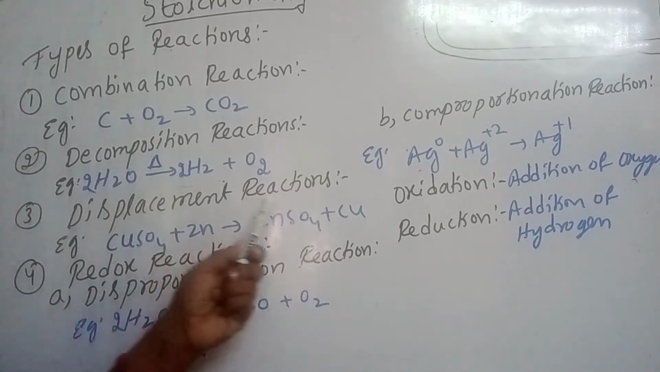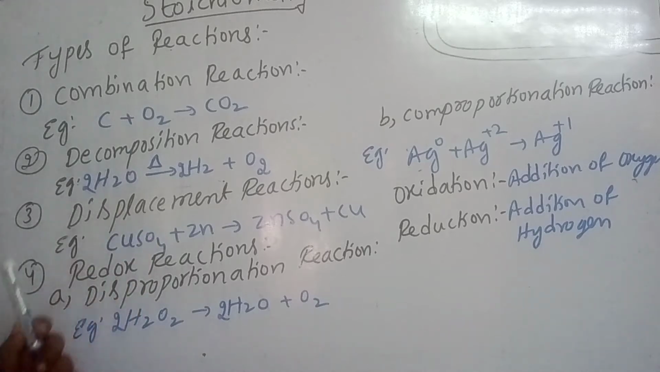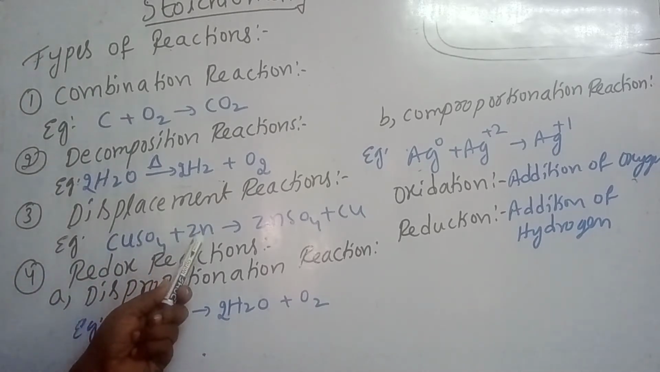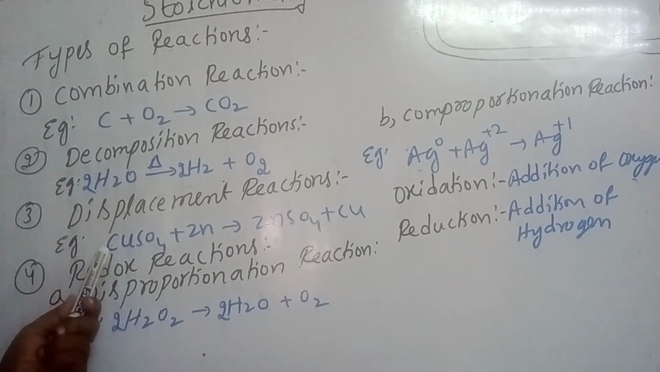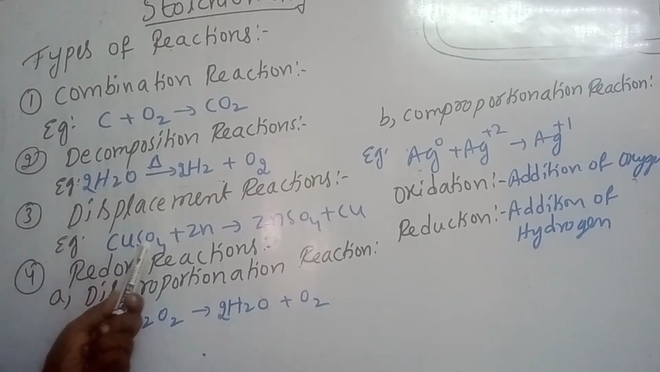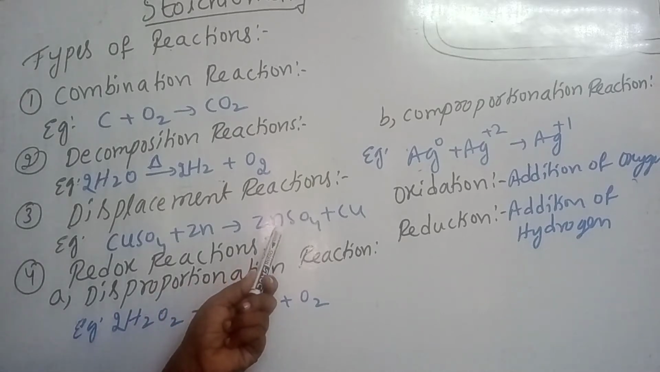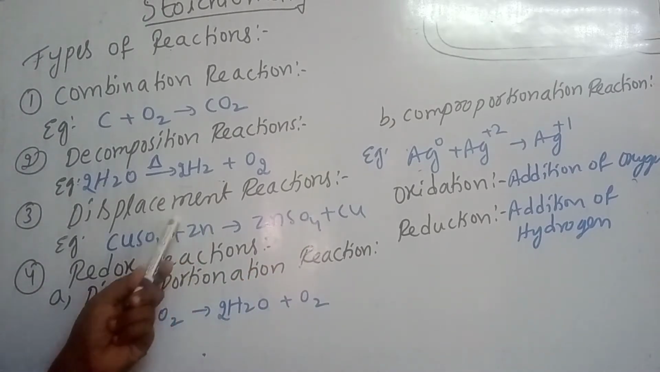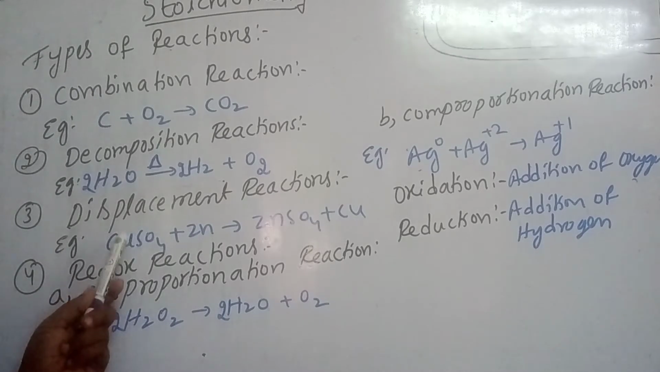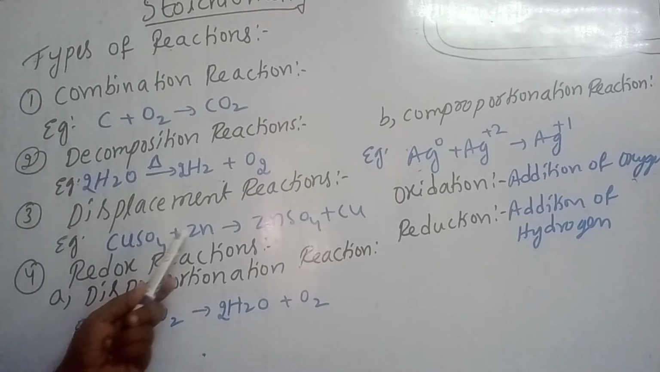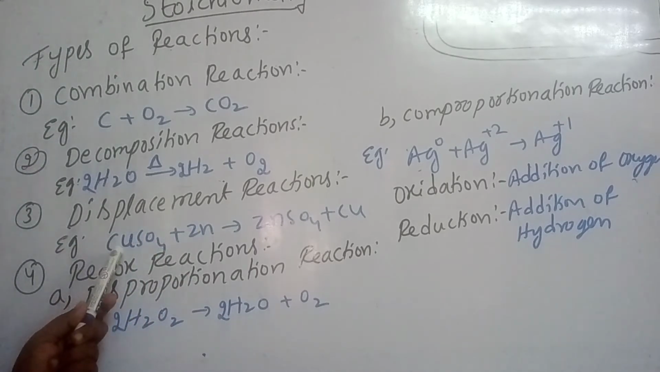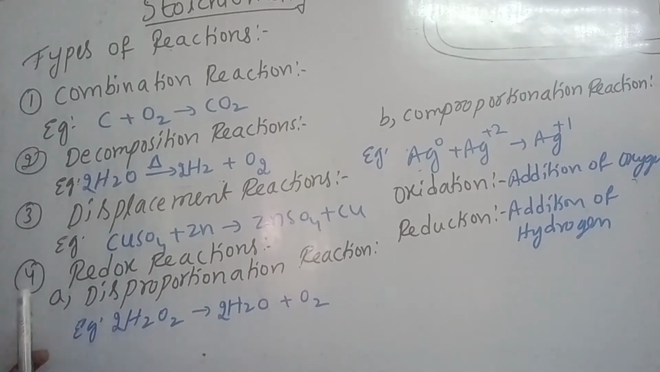Next, displacement reactions. Displacement reactions mean one metal or element displaces the other element from a compound. For example, copper sulfate reacts with zinc to form zinc sulfate and copper. Zinc replaces the copper present in copper sulfate, to form zinc sulfate and copper. So this is about displacement reactions.